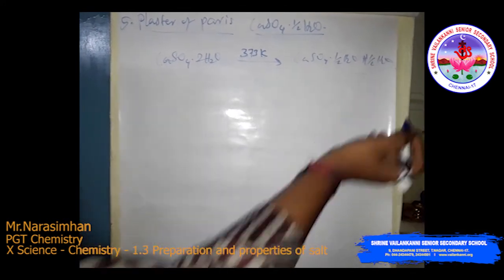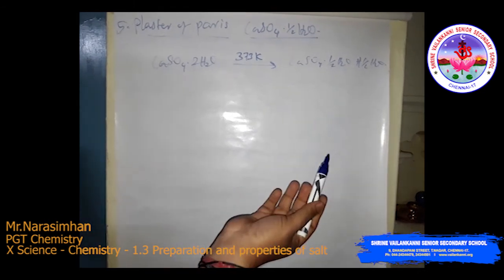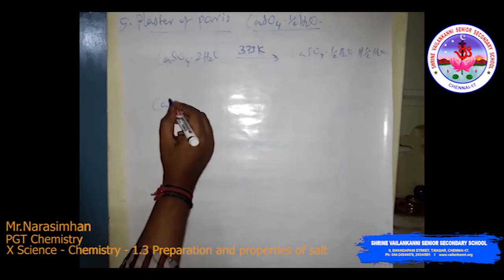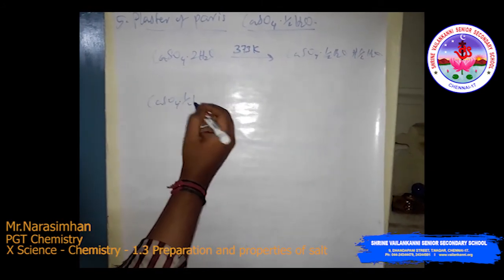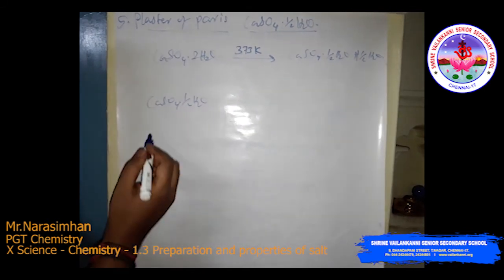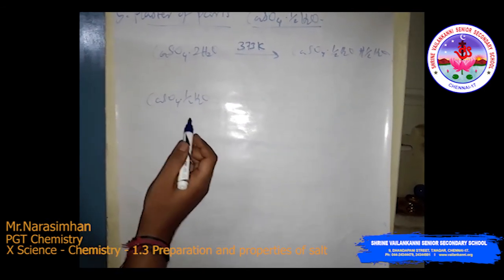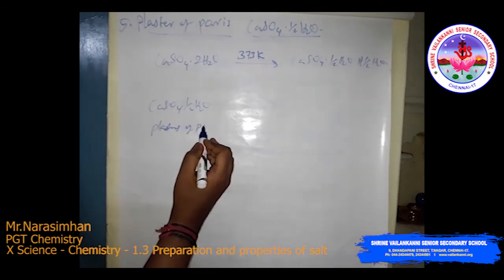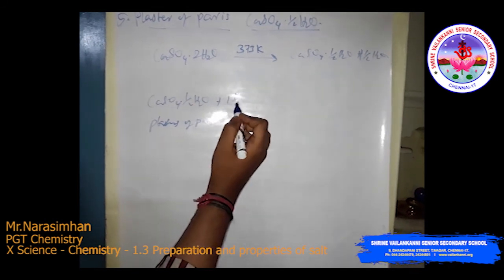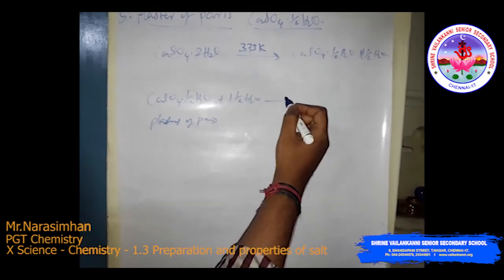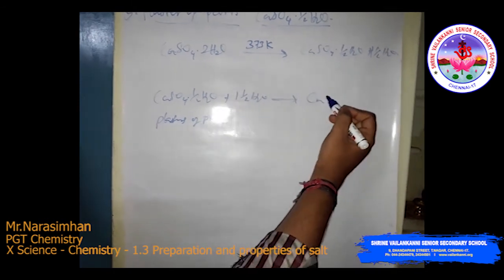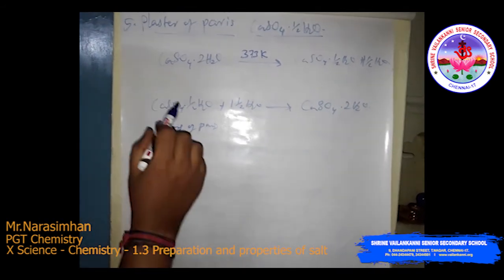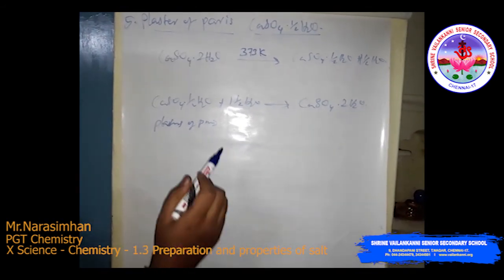and 1.5 molecules of water. It is a white powder. Now the reverse process: CaSO4.1/2H2O, calcium sulfate hemihydrate, this is plaster of Paris. Treated with 1.5 molecules of water, it produces gypsum salt CaSO4.2H2O. So this is the preparation of gypsum and plaster of Paris.